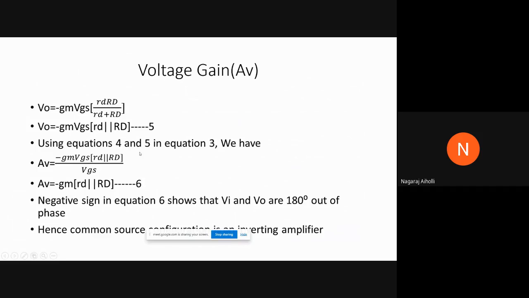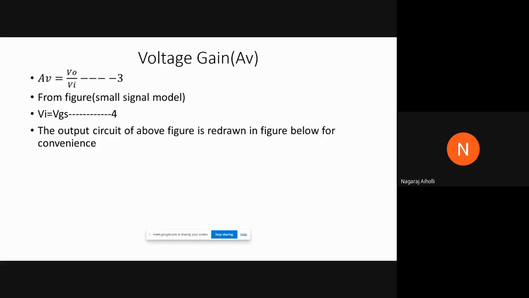Now use these equations 4 and 5 in equation 3. That is, substitute the equations for V naught and Vi, whatever we have derived, in the gain equation. We know that equation 3 is our gain equation, AV is equal to V naught by Vi. We know that Vi is equal to VGS, and V naught we have just derived. So substitute the equations for Vi and V naught in this equation for voltage gain AV.